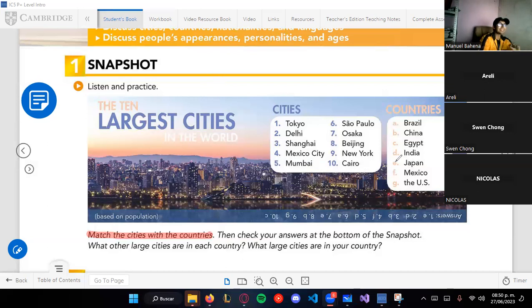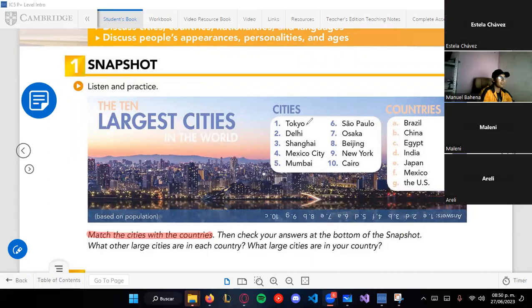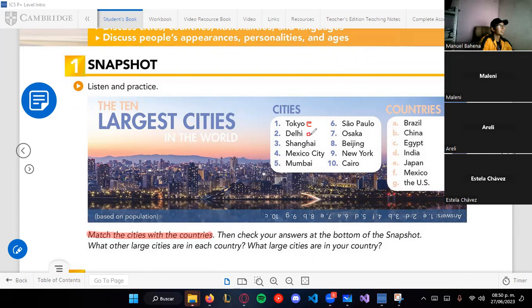So, for example, who has number one? Tokyo. Japan. Exactly. It's going with letter E. Right? Letter E. Okay. Yes. Stella, number two. Delhi. India. India, yes. Which letter is Stella? Perdón, teacher. Which letter? ¿Cuál letra? D. D, yes. Careful. Letter D.